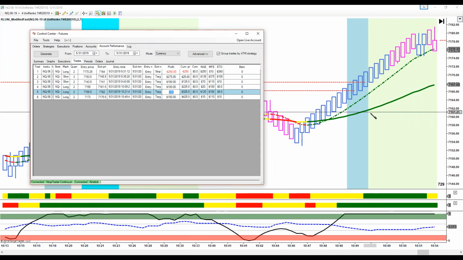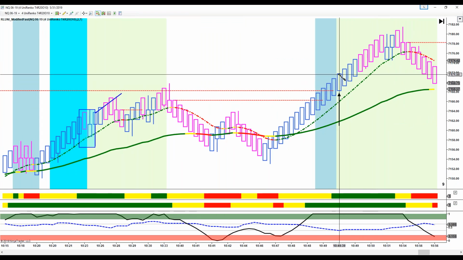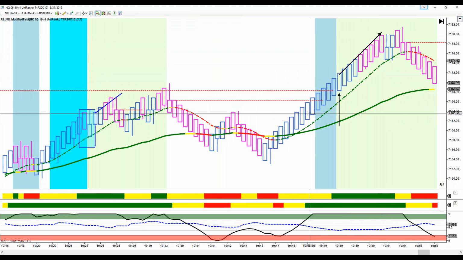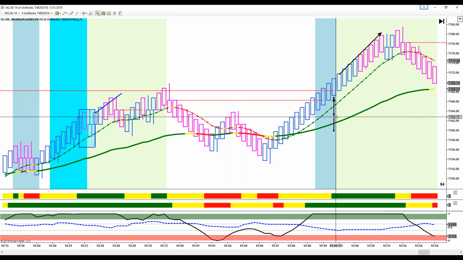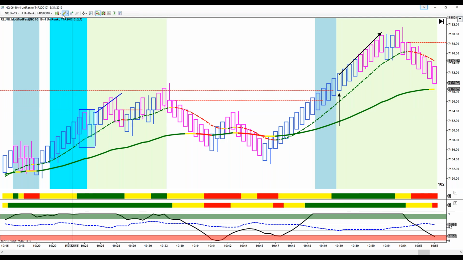Right here. I took the pivot breaker. I got in late. And all I made was 100. I was just looking for a scalp. And look how far that went. That was a huge trade. I missed the better entry right here. But I still chased it. And this one went all the way.